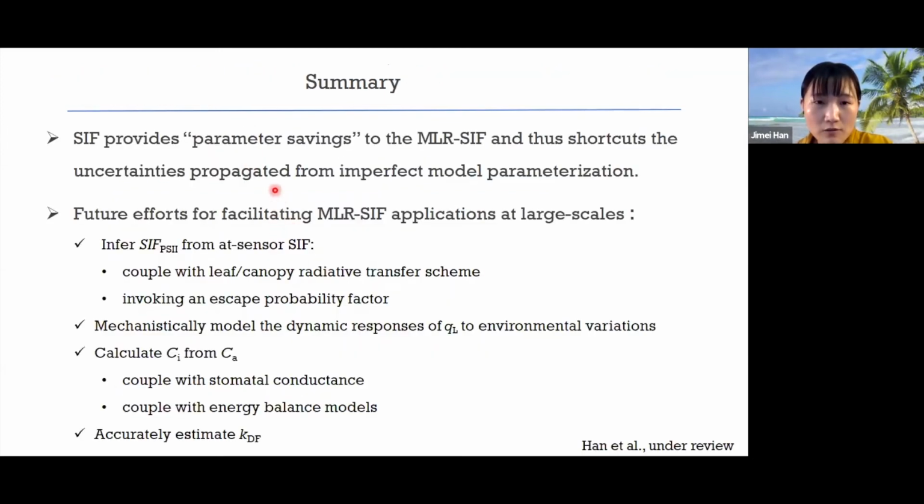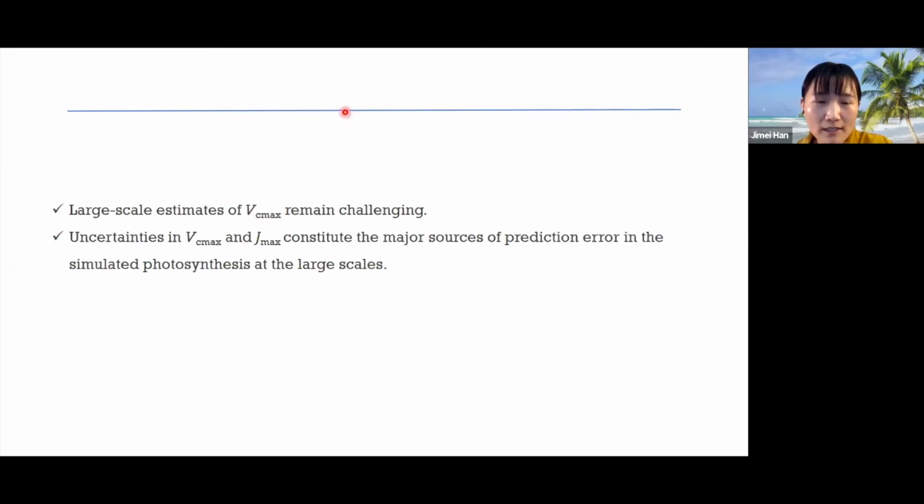So here is a simple summary of the above research. We know that in the application of the FVCB biochemical models at larger scales, parameters like Vcmax, Jmax, the maximum carboxylation rate or the maximum electron transport rate, are often assigned specific values for each plant functional type. So these uncertainties constitute a major source of prediction errors in simulating photosynthesis at larger scales.